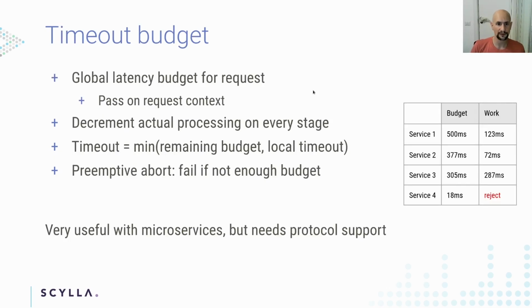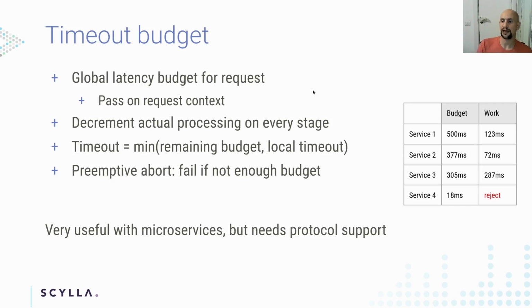A very cool pattern for this is timeout budget. Basically, the idea is that you have a global latency budget or a timeout for the entire request in your stack, and you pass the remaining budget on the request context. Usually you need some protocol support for this, and on every processing stage you decrement the time that it actually took to process the request so far from the overall budget, and then the timeout would depend on whatever budget is remaining. So this is nice for two reasons.